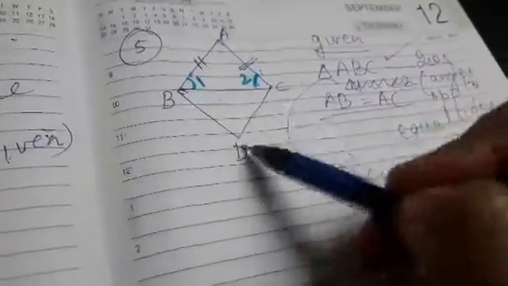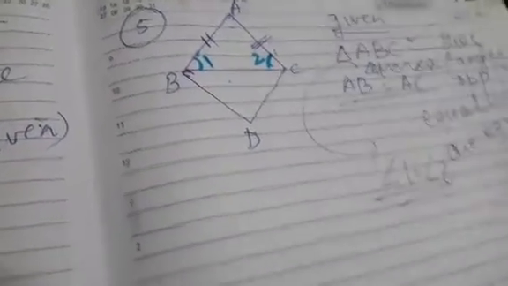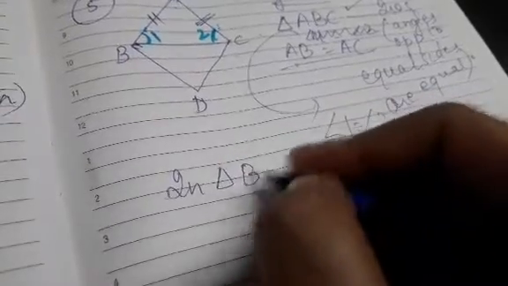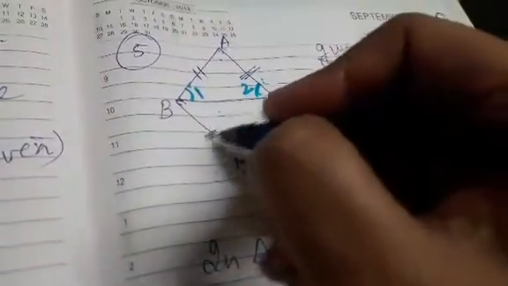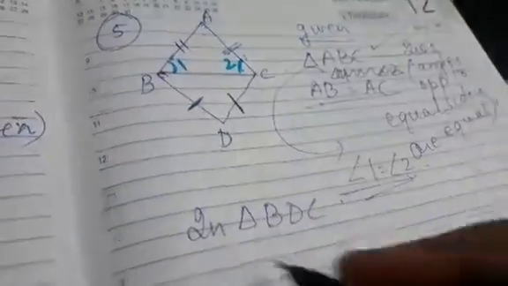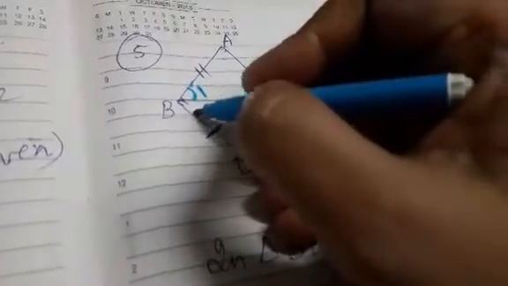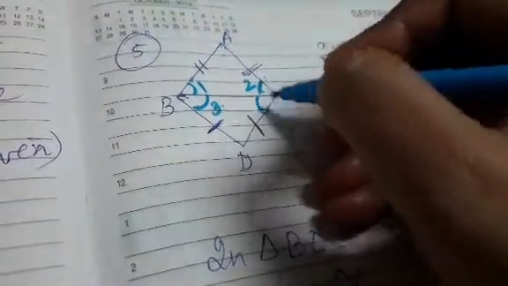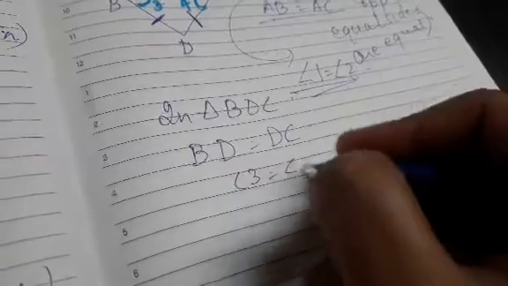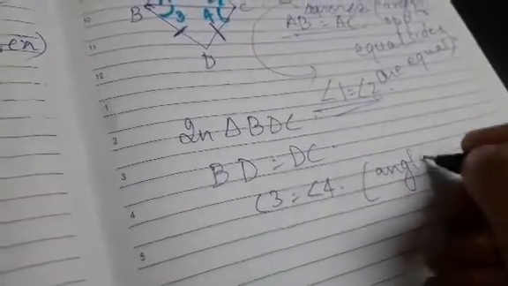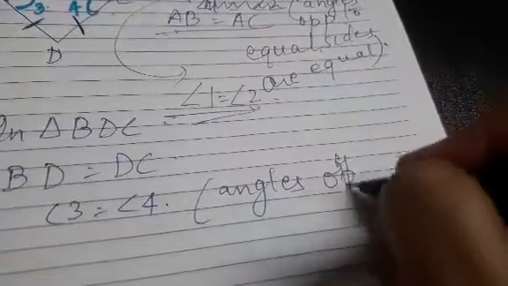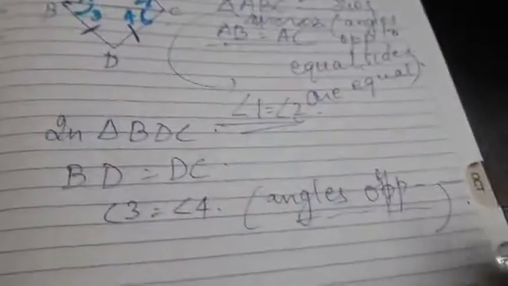Okay, then in triangle BDC, this side is equal to this side, BD is equal to DC. Now when these two sides are equal, I will take this angle as 3, this angle as 4. So angle 3 will be equal to angle 4. And what is the reason? Same. Angles opposite to equal sides in an isosceles triangle are always equal. So this is the first equation, this is the second equation.